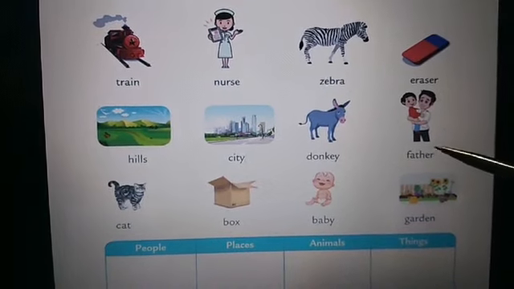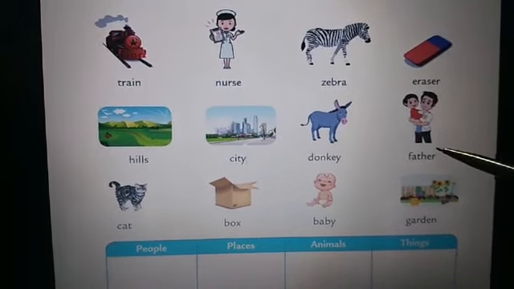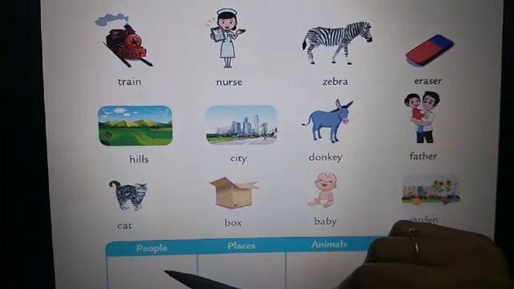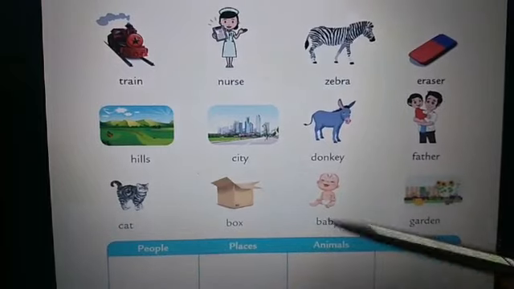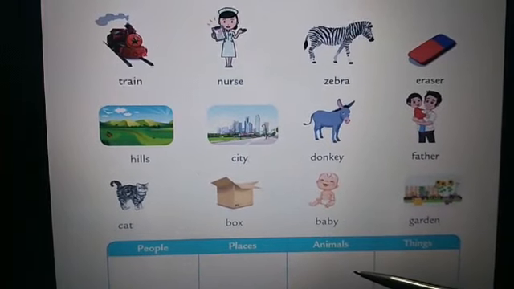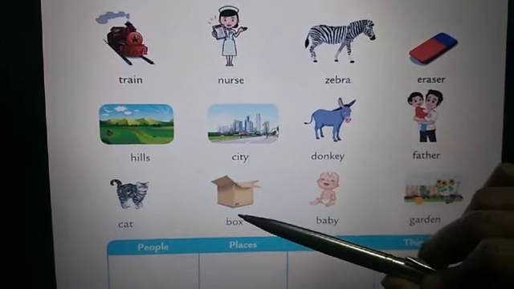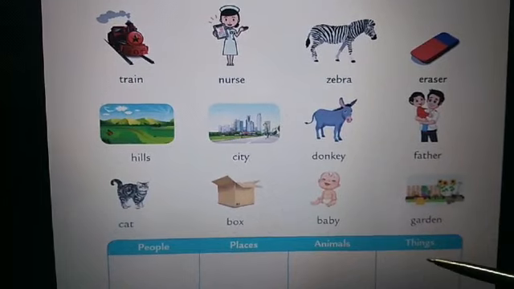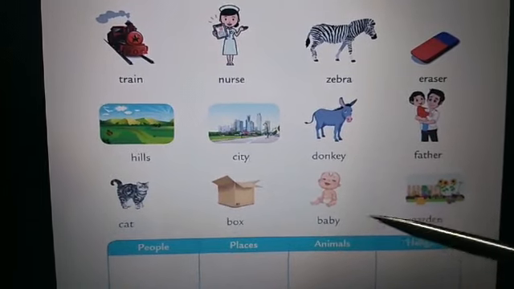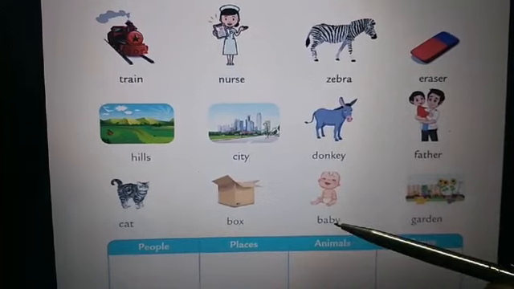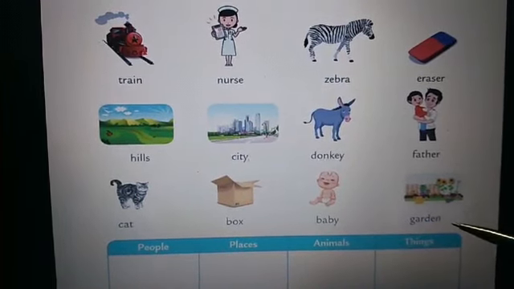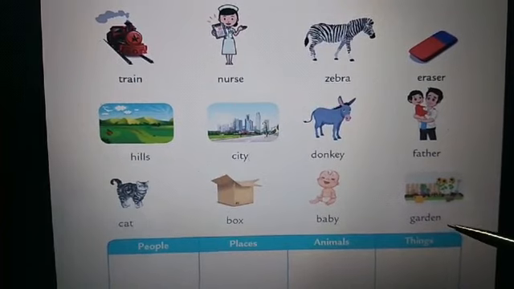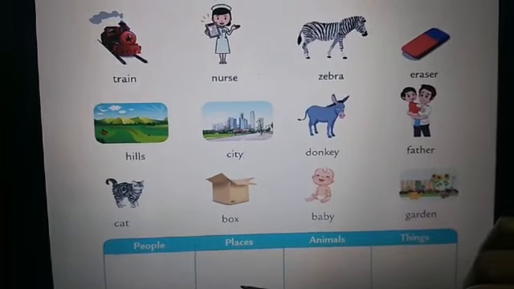The next is father. Father will come under people. Our next picture is of cat. Cat is an animal. So we'll write it here. Box. Box is a thing in the things column. Baby. Baby will come under the people column. And finally the garden. Garden is a place. So it will come under places column.